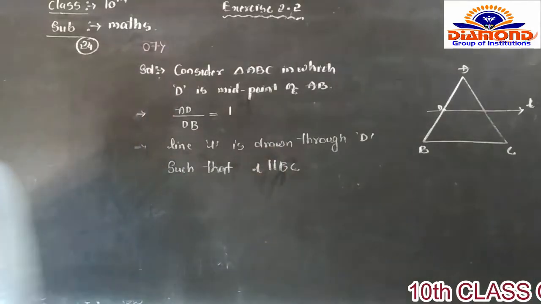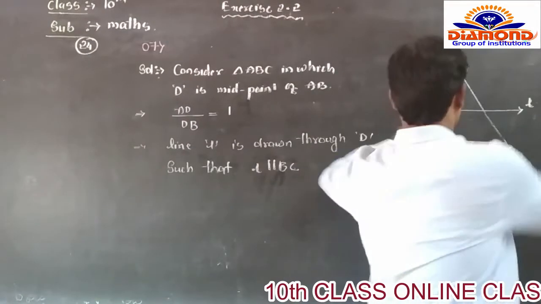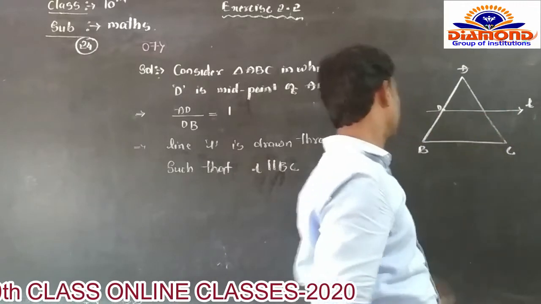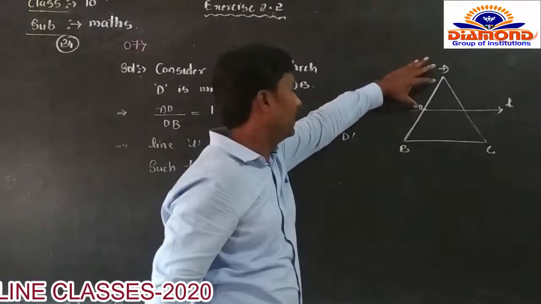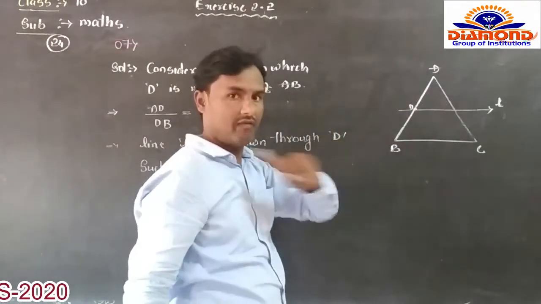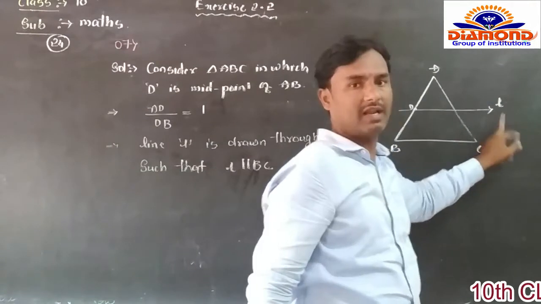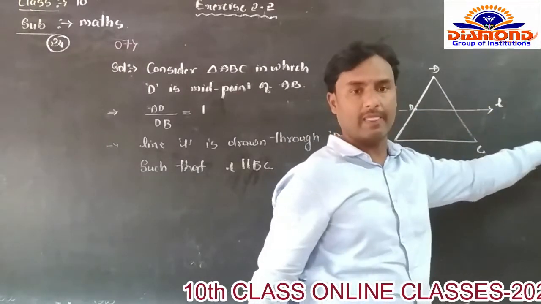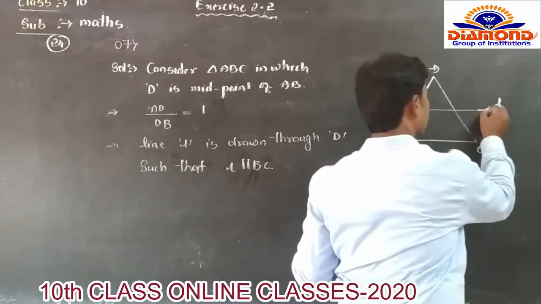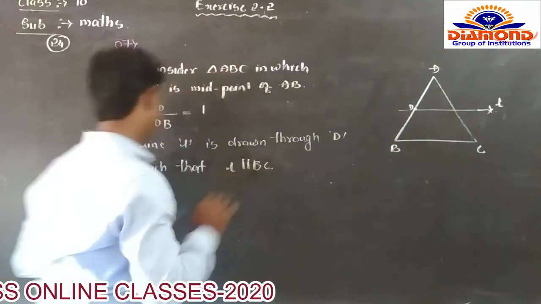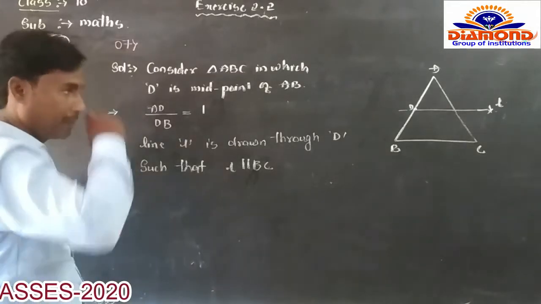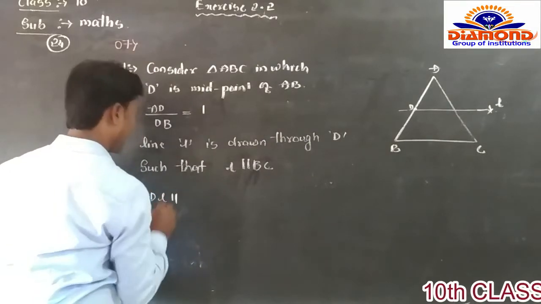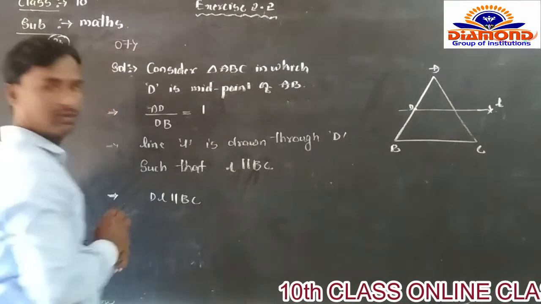So one line passes through D, the midpoint. In this, from the midpoint D, a line L passes, so L is parallel to BC. Understand? So AD by DB is equal to 1, the first condition. Second, this line L passes through D, and it is given that L is parallel to BC. This means we can write DL is parallel to BC.